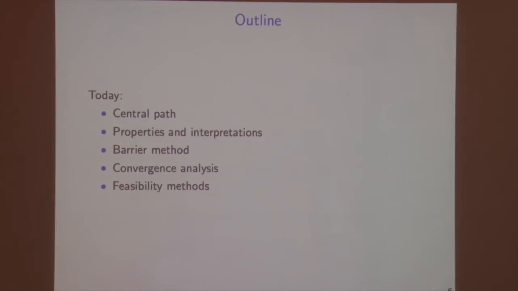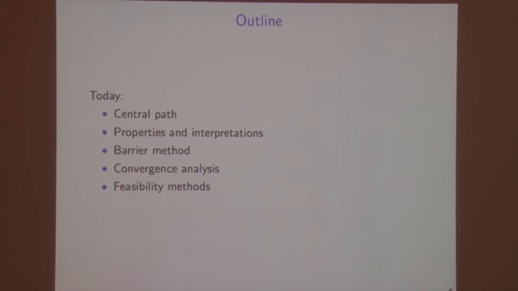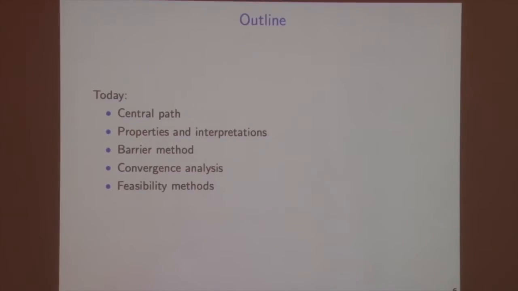Okay, so today we're going to talk about the following things. We're going to learn what's called the central path, which is given by varying t in the log barrier function. We're going to talk about some properties and interpretations of barrier functions and the central path. Then we're going to learn the barrier method. We're going to briefly talk about its convergence. And we'll talk about feasibility methods at the very end.